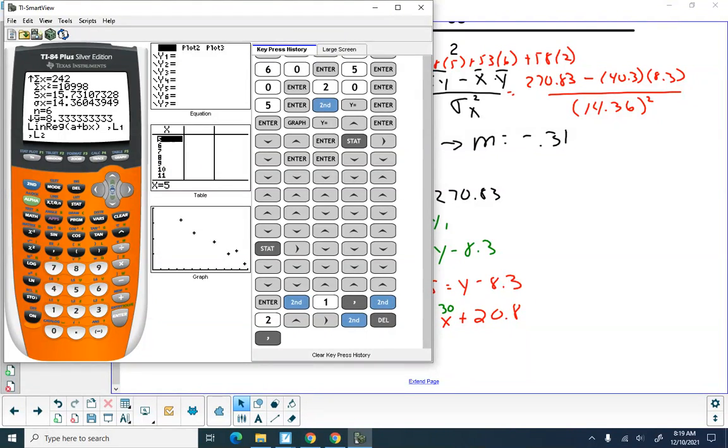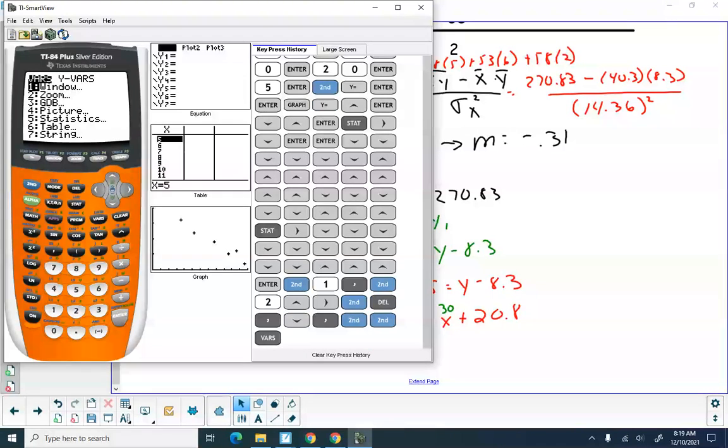I could go comma L1, comma L2, comma. Now, it will ask you where you want to store the equation. You want to store the equation in Y1. So how do we find the Y1 variable? Well, unhit the second button. Just hit your VARS button over here to the right. VARS. Hit your VARS button.